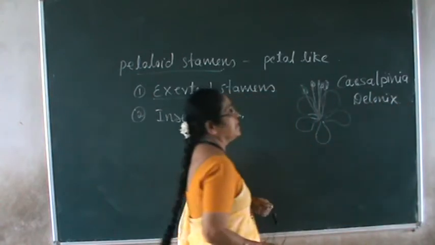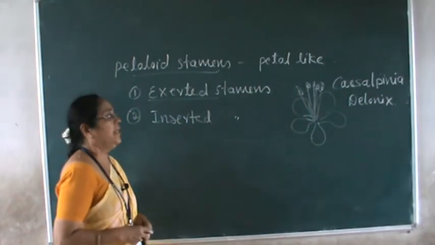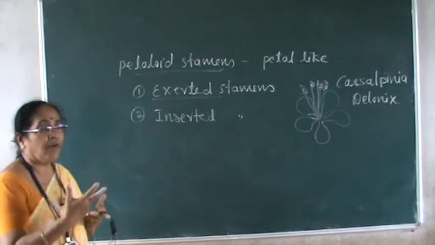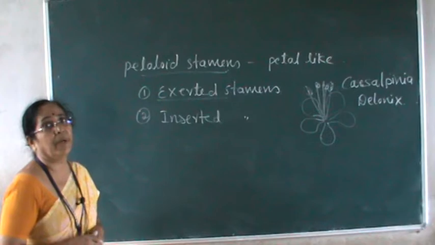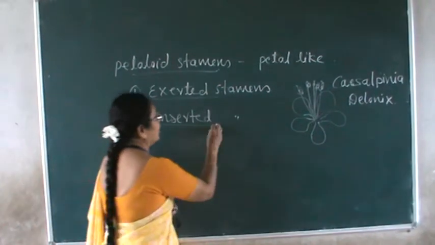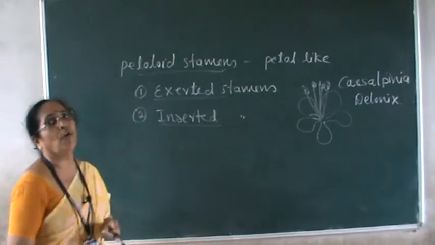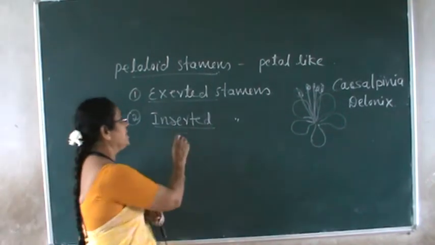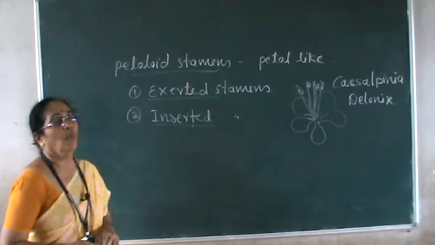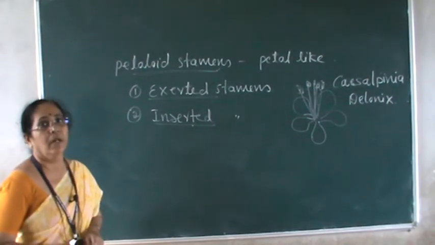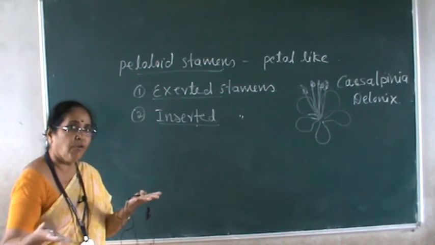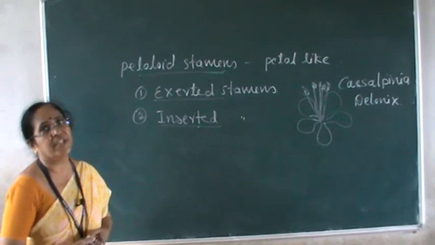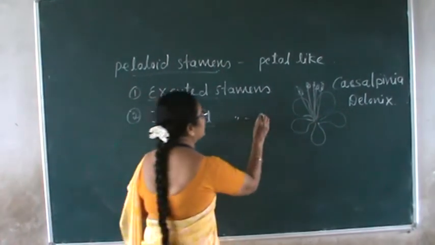Dahlonyx can be quoted as the example for the exerted kind of stamen. They are going to come out of the flower. Inserted kind of stamen cannot be seen externally. It remains inside the corolla. Generally, this happens in the gamopetalous corolla, as in the Datura flower. To see the stamens, we have to open up the corolla and observe the features of the stamen. So this remains inside the flower.